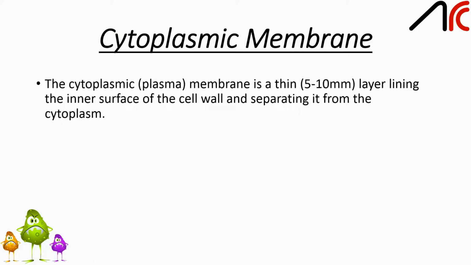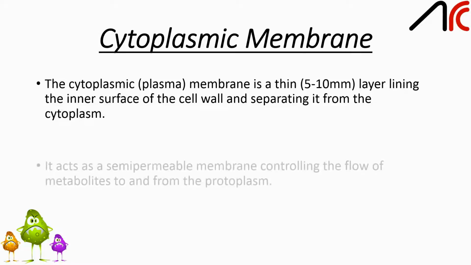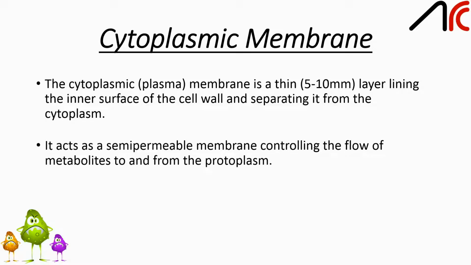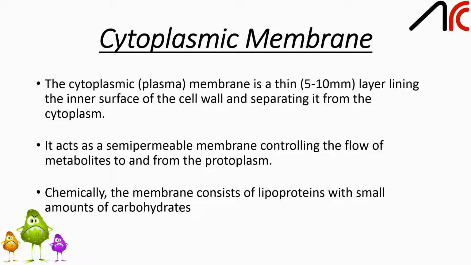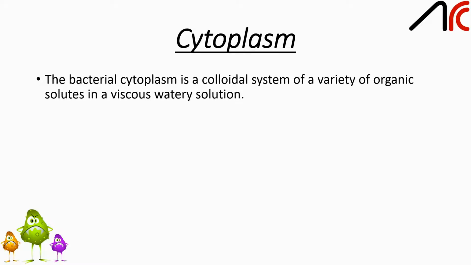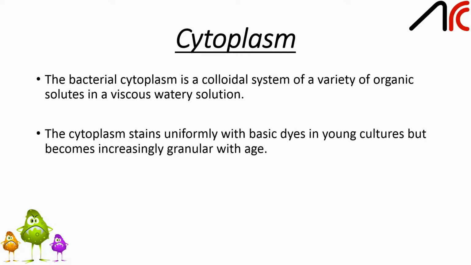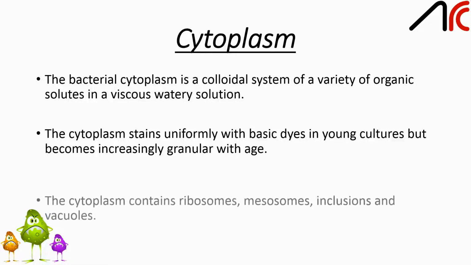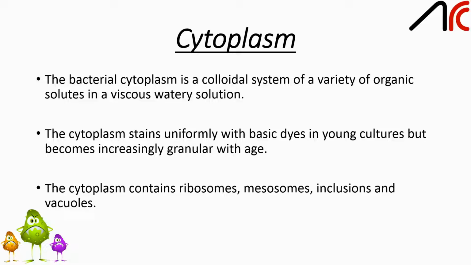The cytoplasmic membrane is a thin layer lining the inner surface of the cell wall and separating it from the cytoplasm. It acts as a semi-permeable membrane controlling the flow of metabolites to and from the protoplasm. Chemically, the membrane consists of lipoproteins with a small amount of carbohydrates. Cytoplasm. The bacterial cytoplasm is a colloidal system of a variety of organic and inorganic solutes in a viscous watery solution. The cytoplasm stains uniformly with basic dyes in young culture and becomes increasingly granular with age. The cytoplasm contains ribosomes, mesosomes, inclusions, and vacuoles.